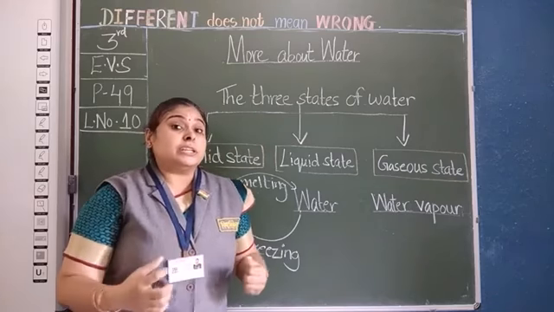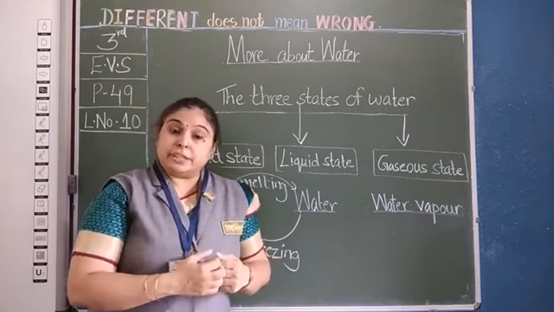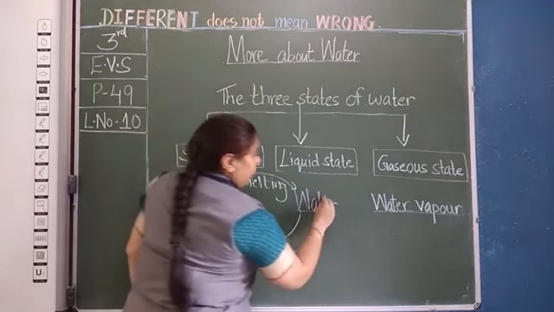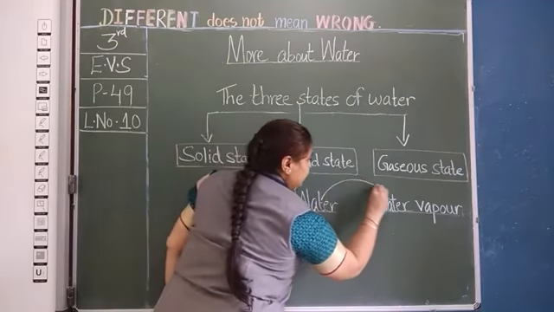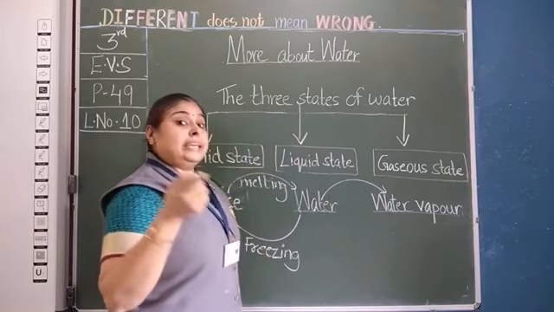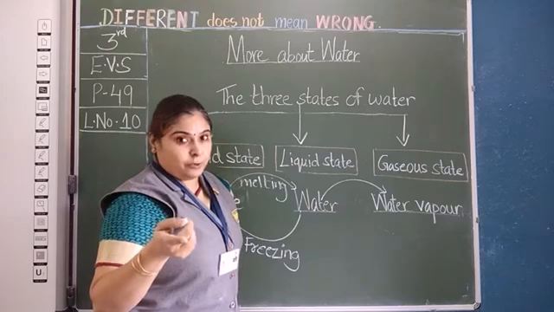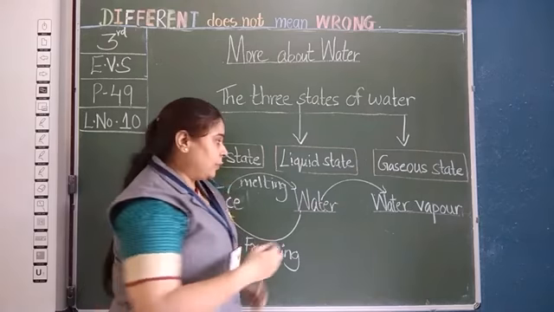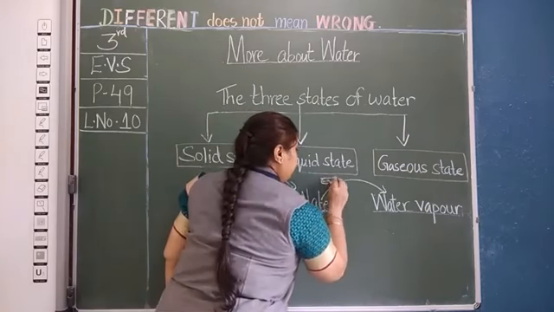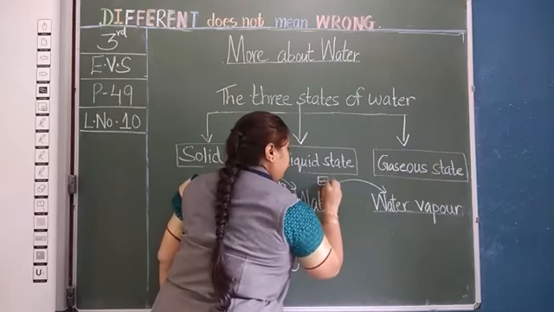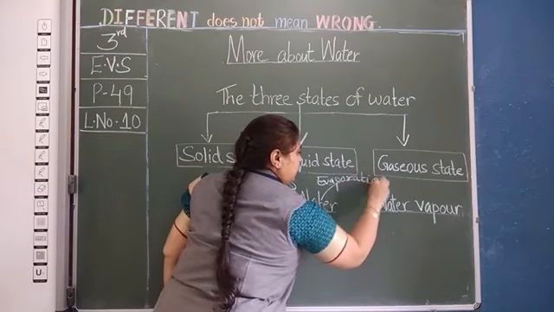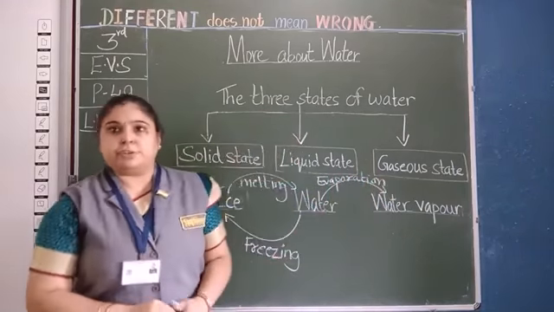How? Because it comes into contact with high temperature. So when water gets heated, it turns into gas or the gaseous form of water. This process is known as evaporation. Clear?